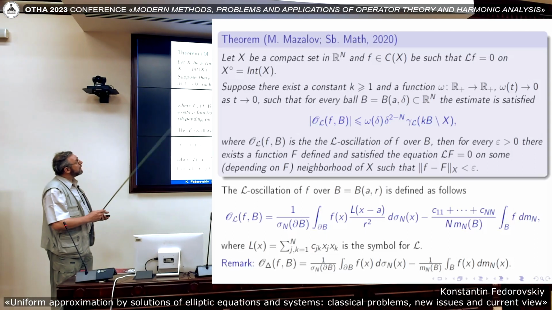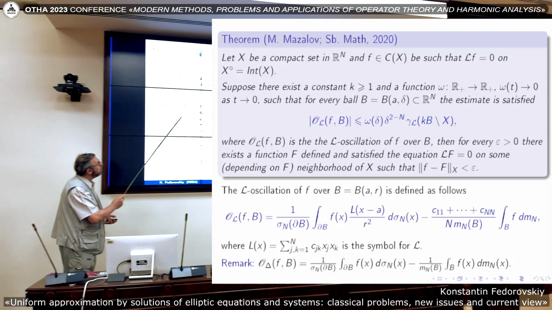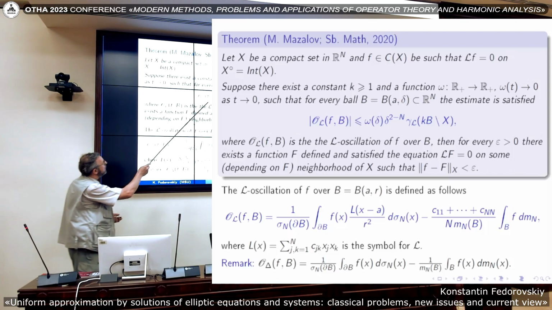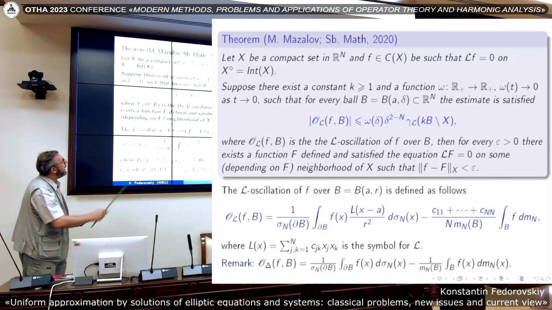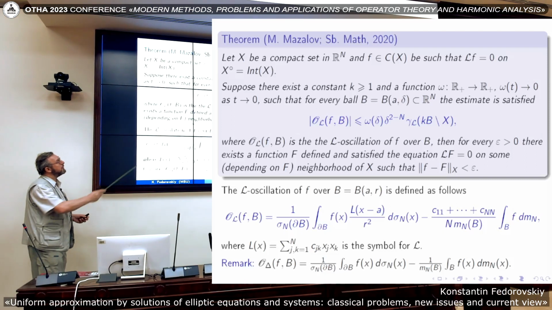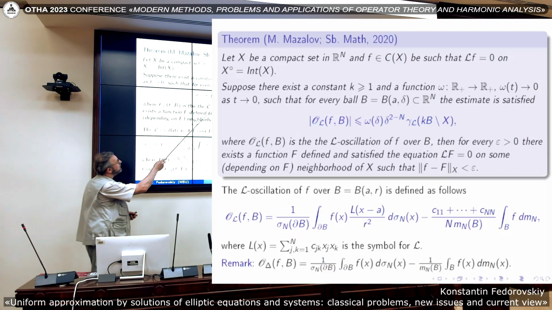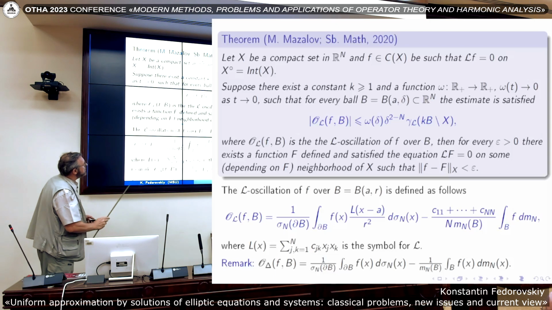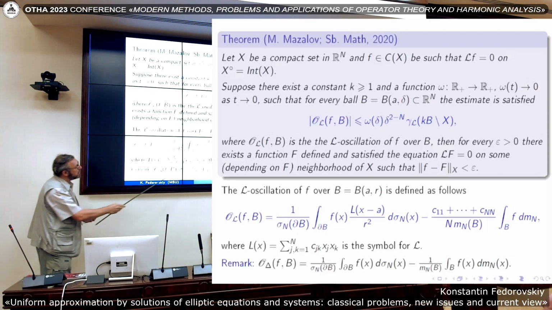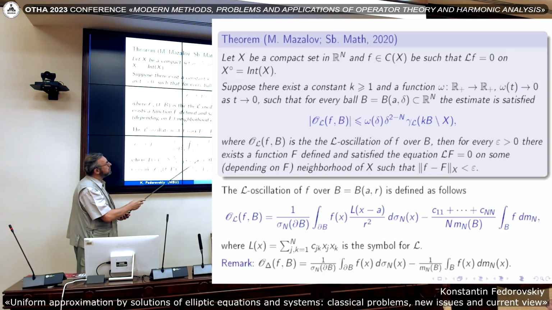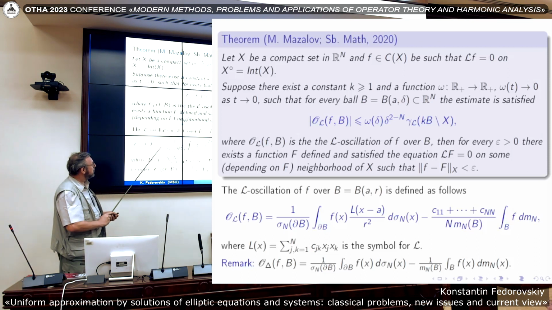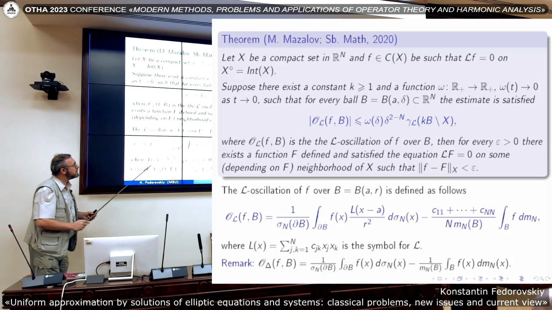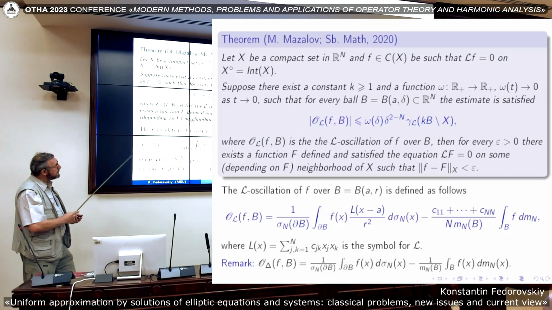And the answer is the following. The approximation is possible if and only if we have the following estimate for the so-called L oscillation of our function over an arbitrary ball in R^n. So what is this L oscillation? Here there is a general formula. L here is just a symbol of our operator, and all other elements of this formula seem easy.